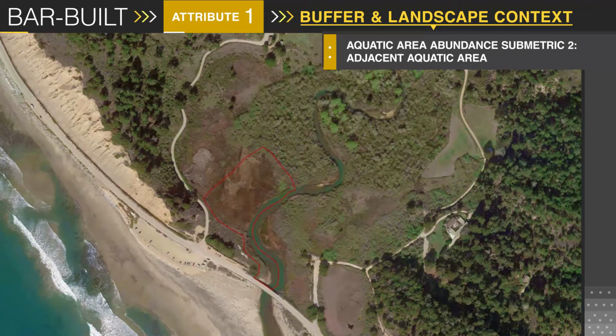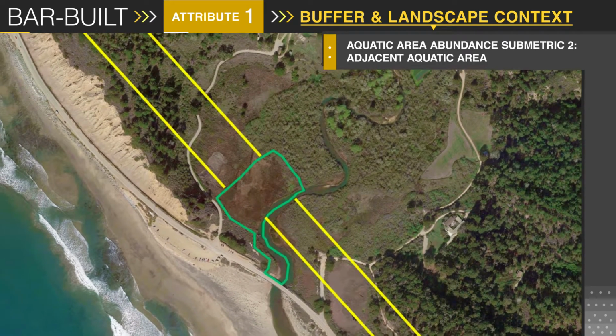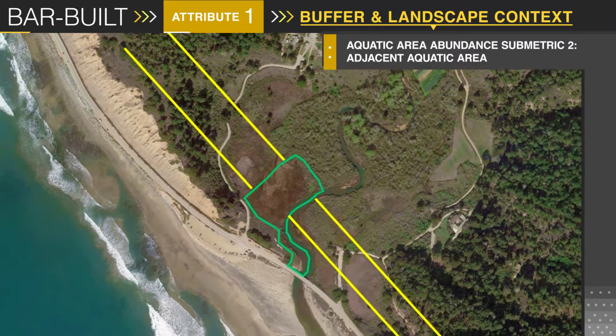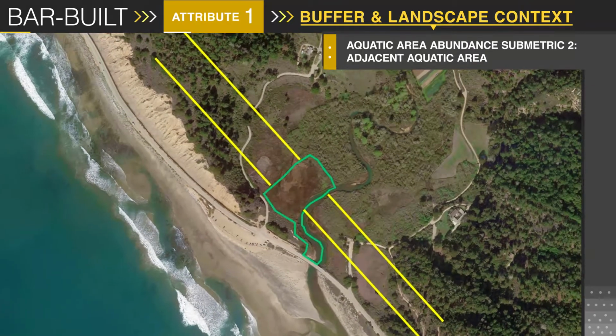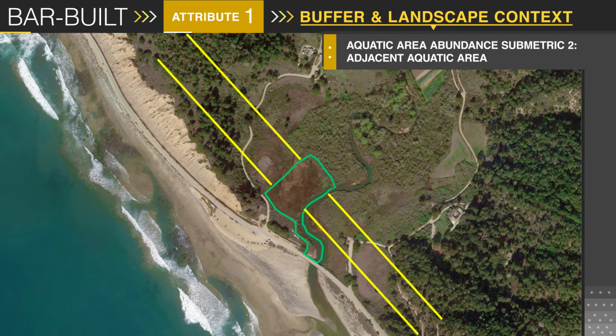The second submetric is adjacent aquatic area. Again, use your aerial image to assess this submetric. Extend 4 lines emanating out from the edge of your AA, perpendicular to the main flow of the wetland. In general, these lines will extend north and south due to the east-west flow of most coastal streams. Measure the percentage of each of those 4 lines that intersect an aquatic feature of any kind. Take the average of those 4 lines and then refer to the rating table in your field book for the appropriate score.